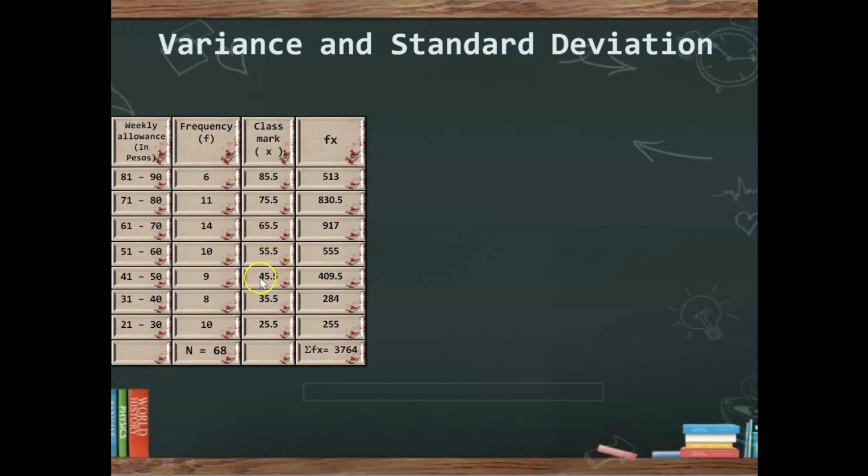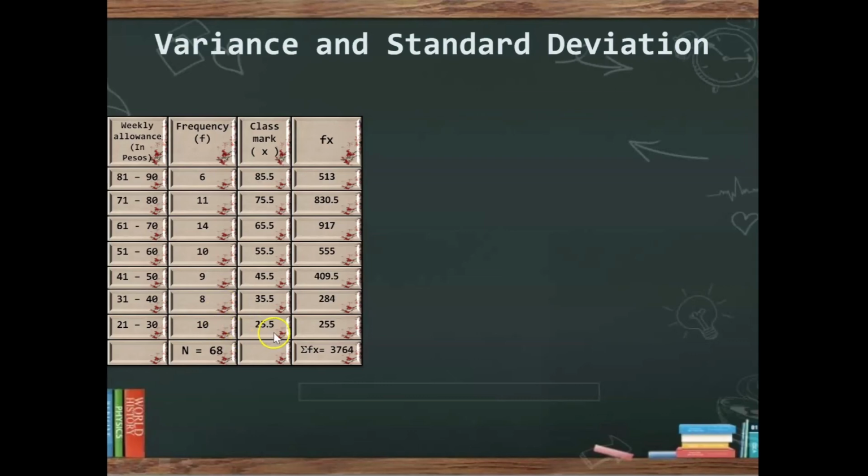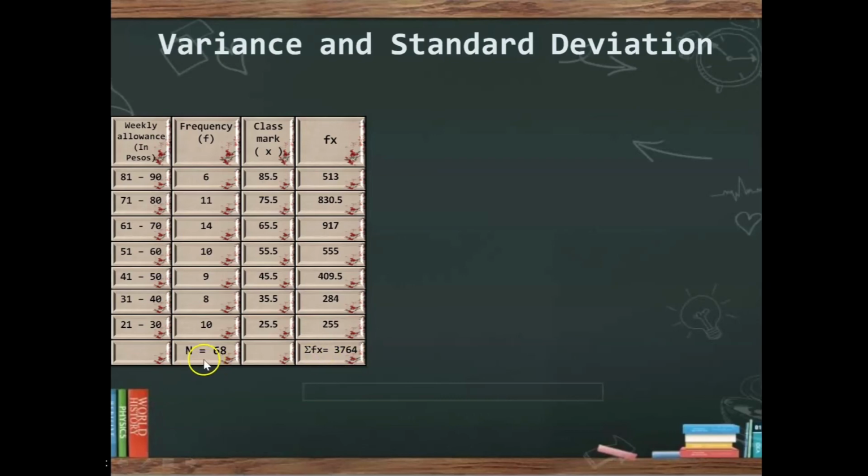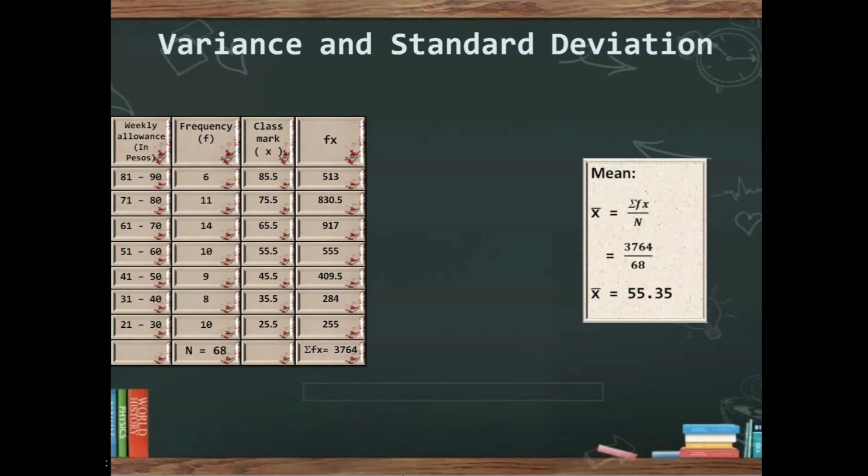9 times 45.5 is equal to 409.5. 8 times 35.5 is equal to 284. 10 times 25.5 is equal to 255. Then the summation of fx is 3,764 and the n is 68. Then proceed to the mean. Remember this formula: summation of fx over n.